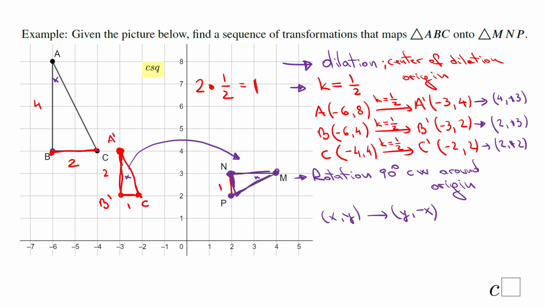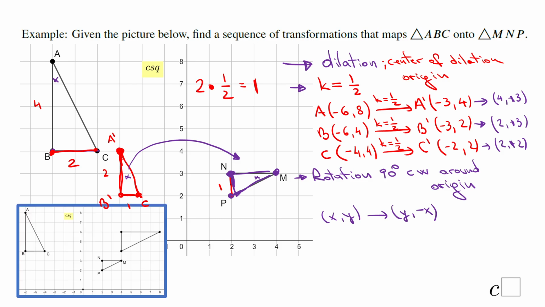I want to point something out. This is one way. There might be multiple ways, and I think on the picture here, you can see another way. What did I do here? First I rotate and then I dilate it by a scale factor 1/4. So in this case, if you notice, the order is not important. Either way, we get the same picture, the same triangle. So that's it.